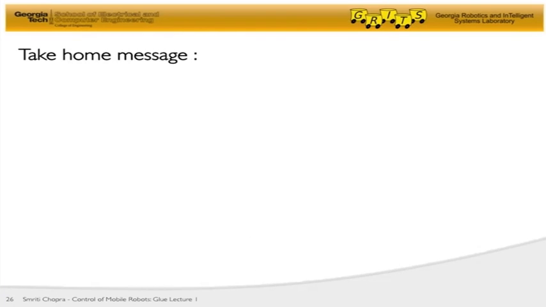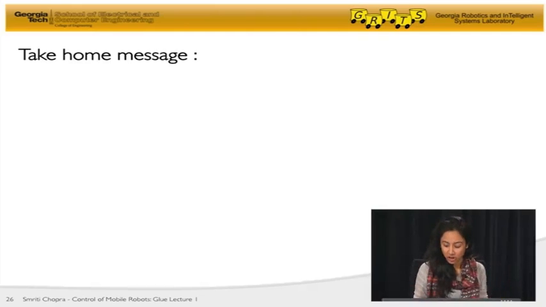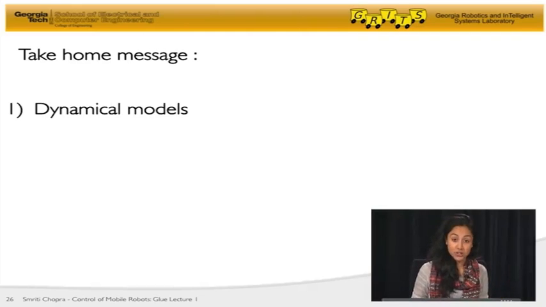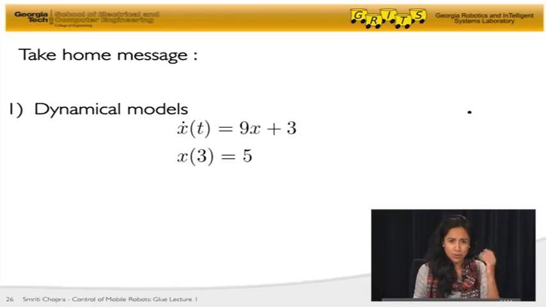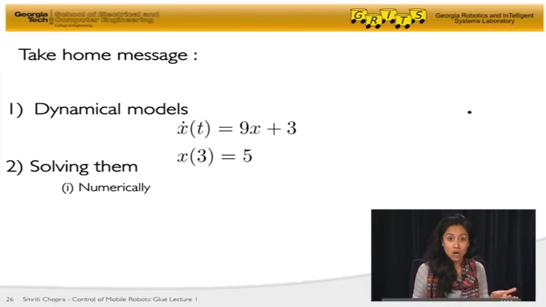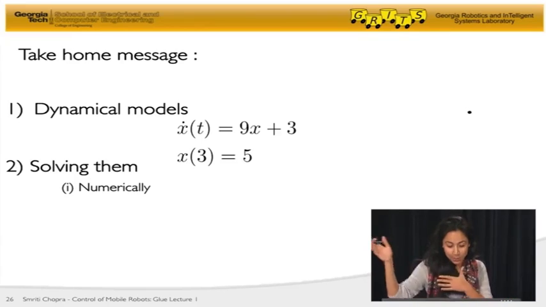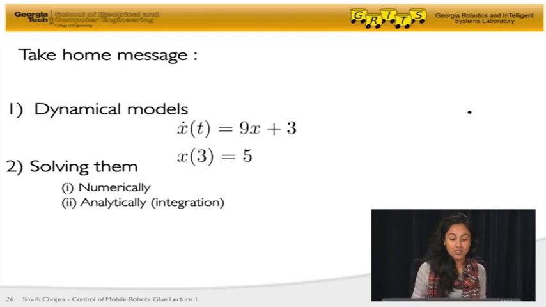Okay, so the take-home message of this entire lecture is really, first, dynamical models. What are dynamical models? I hope I've given you an idea and made you comfortable with the idea of models. For example, you have something like this, right? Okay, then how do we solve them? We saw one way is numerical solving, which is to numerically discretize the world and solve it. And then another is analytically, through integration, right?